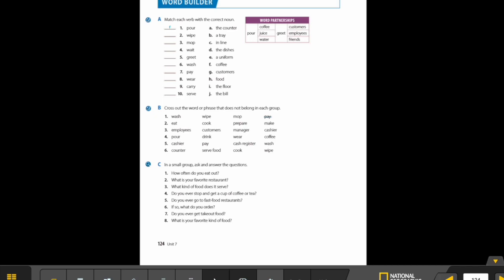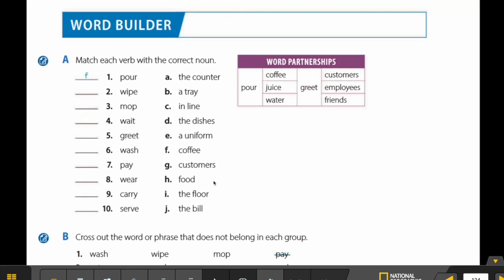This verb here, because we learned it before, but this verb here, it's like when you empty a liquid into another recipient. So you pour coffee, you pour juice, you pour water, maybe tea. And then you greet customers, employees, friends, people, neighbors, you say hello to people, then you greet people. Now match each verb with the correct noun. For example, pour. What do you pour? Coffee. Then you wipe, mop, wait, greet, wash, pay, wear, carry, and serve.